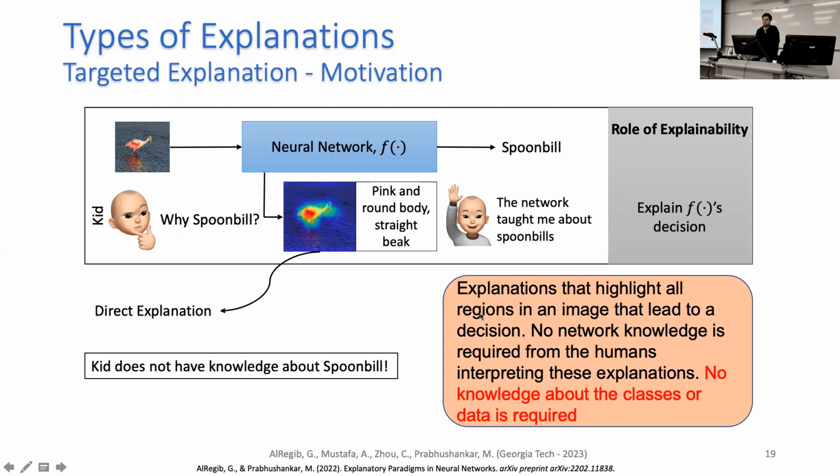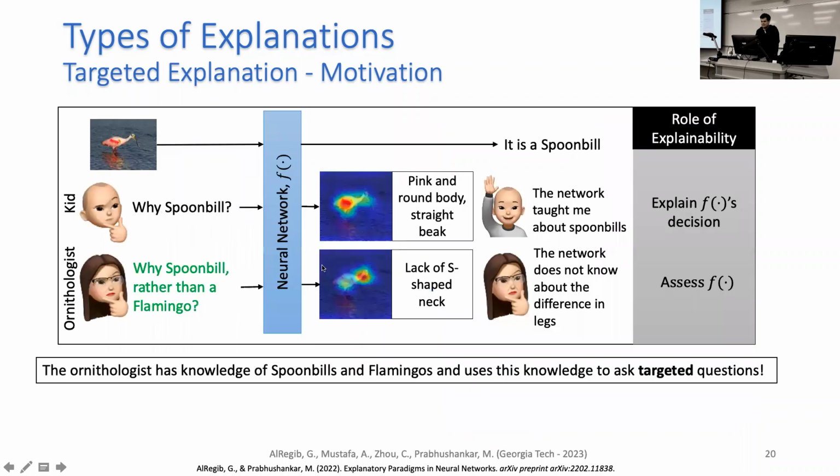By the way, this image is from GradCAM, the method that we saw last week. So this is essentially what a direct explanation is. Now, let's see a more involved case where we take the last constraint that we had and remove it. The last constraint in the direct explanation was that human beings don't have access to knowledge about the data itself. So a kid doesn't know what a spoonbill was.